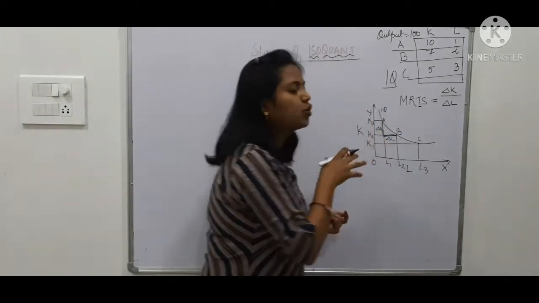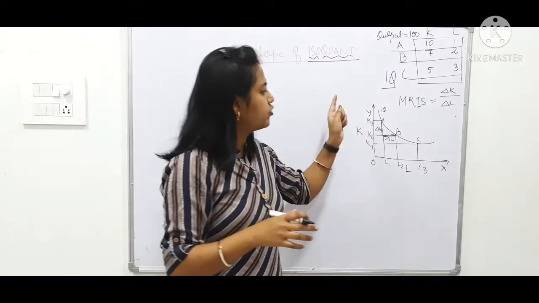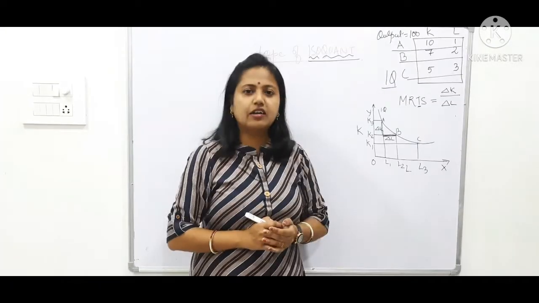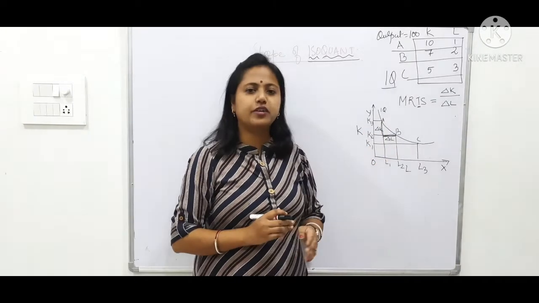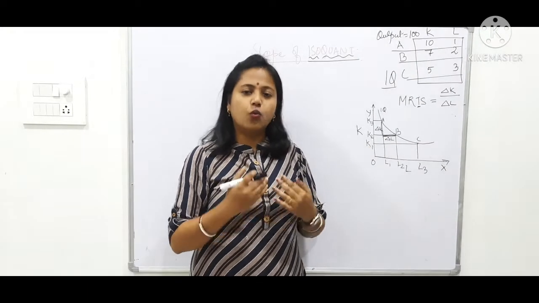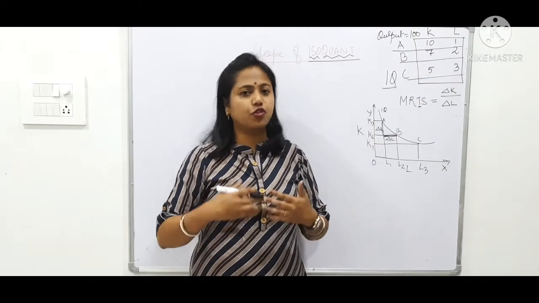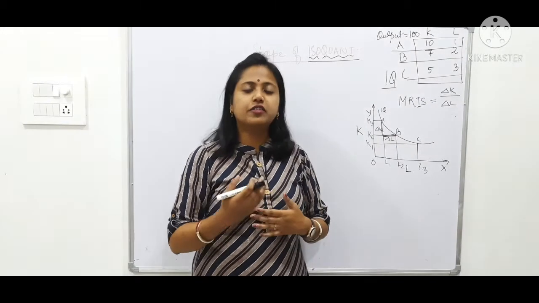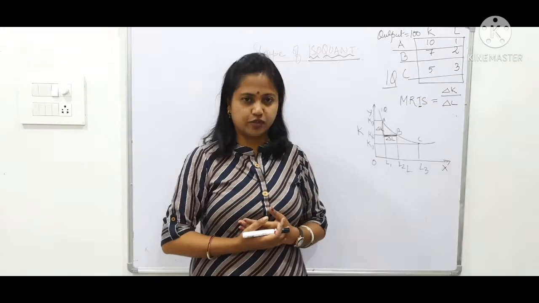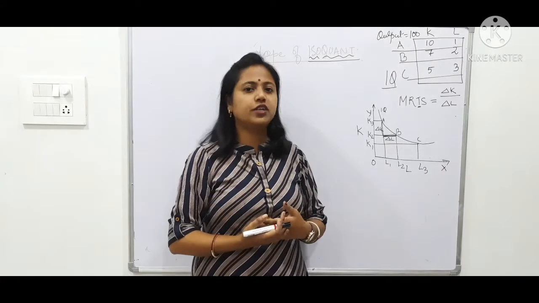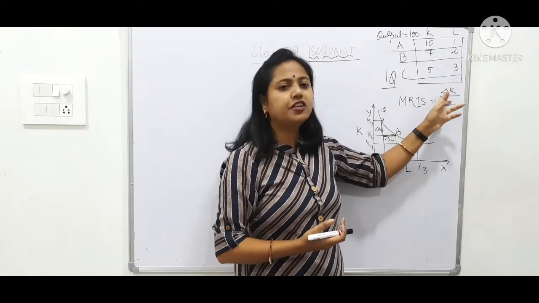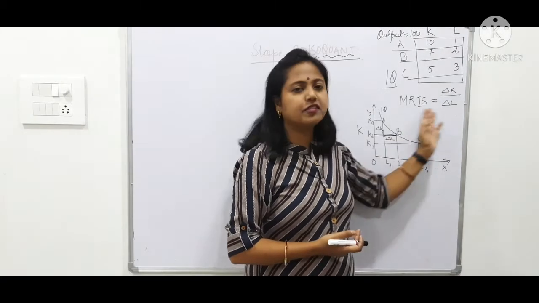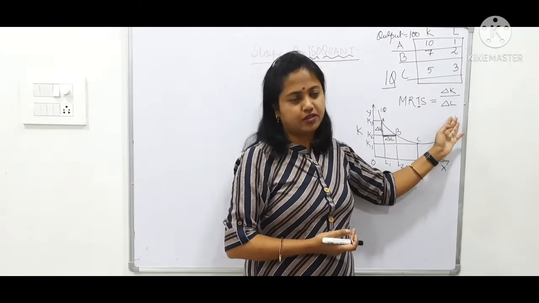which is also the slope of the isoquant. So what is the slope of isoquant? If it is asked, the slope of the isoquant is the rate at which one factor is substituted for the other factor. Technically, we call it marginal rate of technical substitution. This is also denoted as the ratio of the change in capital to change in labor. This is also known as the slope of isoquant.